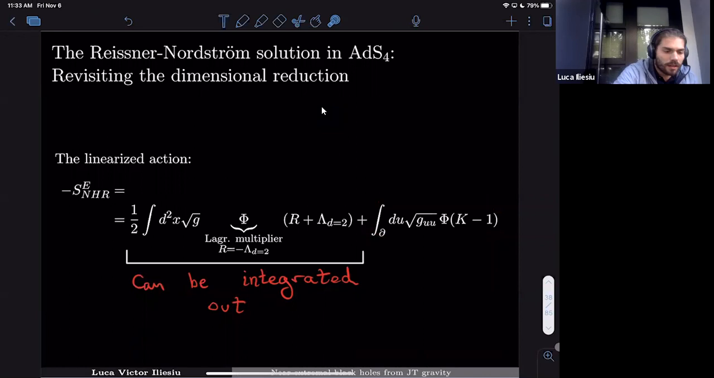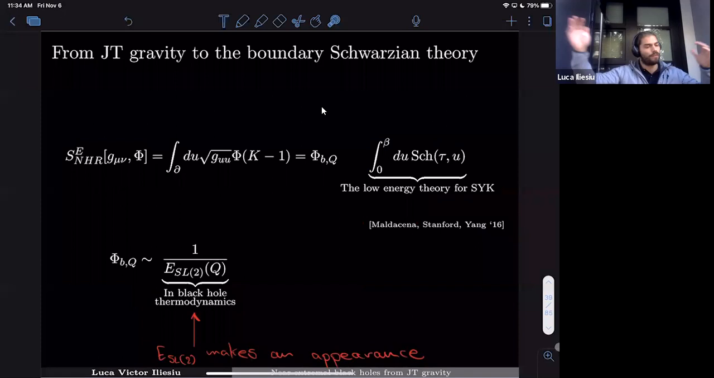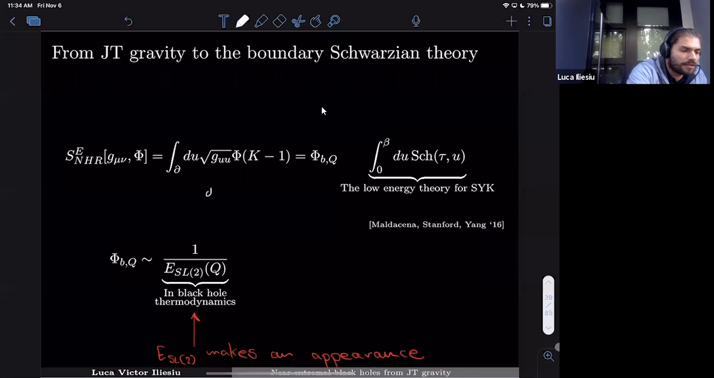And the very nice thing about this boundary term, so K here is the extrinsic curvature evaluated on some curve that separates the near horizon region from the region at the asymptotic infinity where the observers are. The nice thing about this K is that it can be rewritten in terms of AdS2 coordinates. So AdS2 typically has a metric that goes like this.